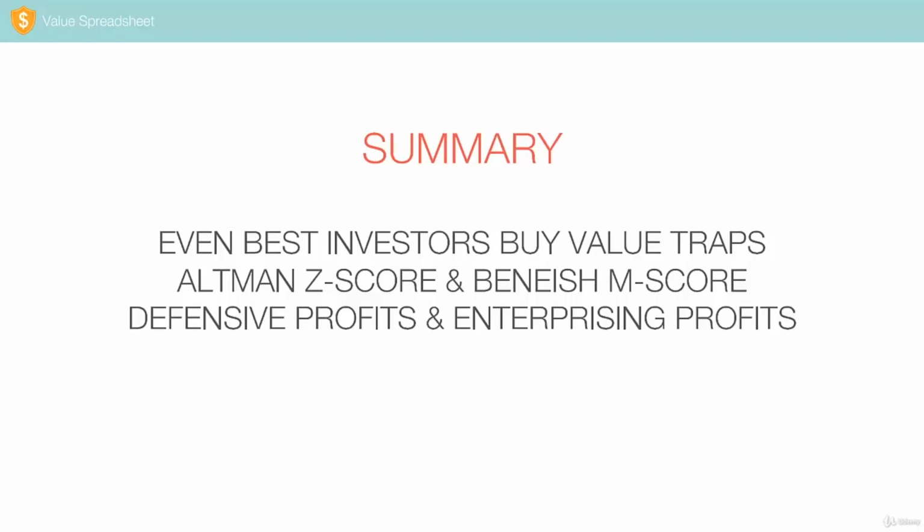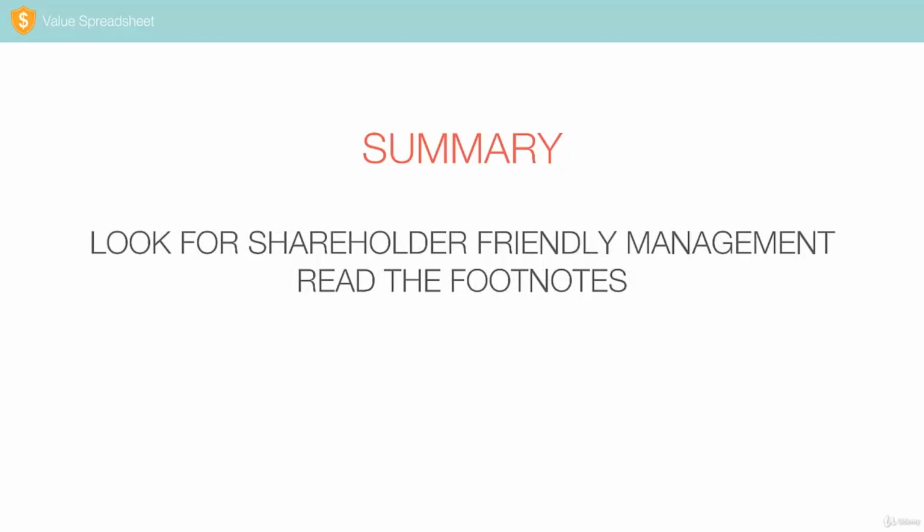Hewitt Heiserman developed a method of creating two alternative income statements which counter the flaws of the company's reported earnings: the defensive income statement and the enterprising income statement. Shareholder-friendly management is important because honest management is less likely to manipulate earnings. Finally, always read the footnotes of a company's financial reports because they can reveal important details.